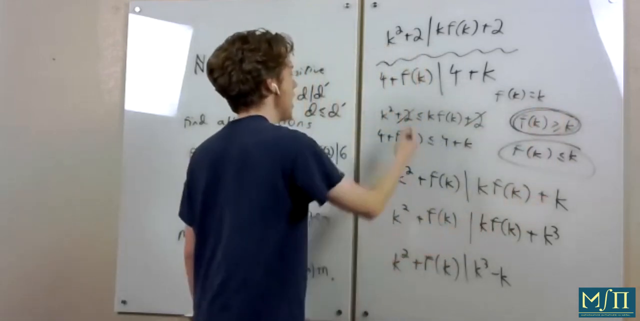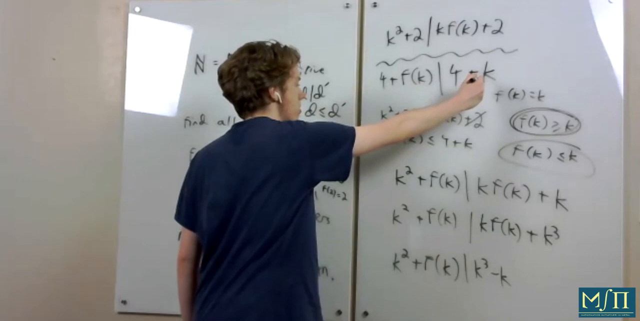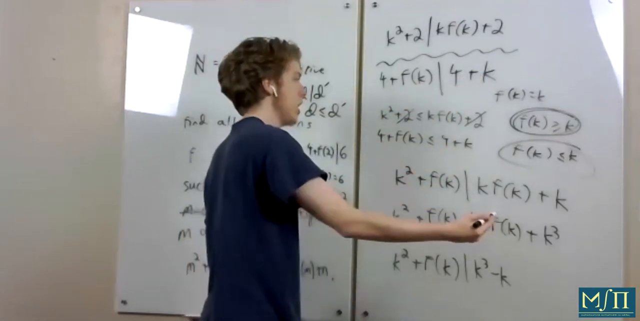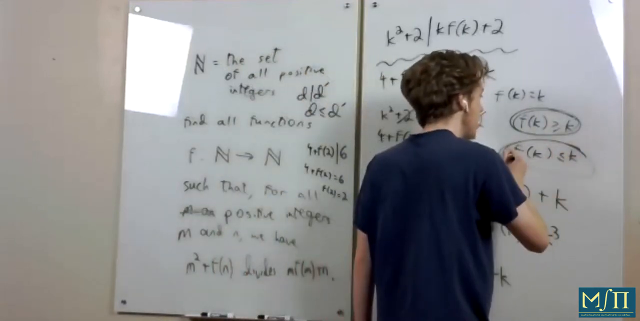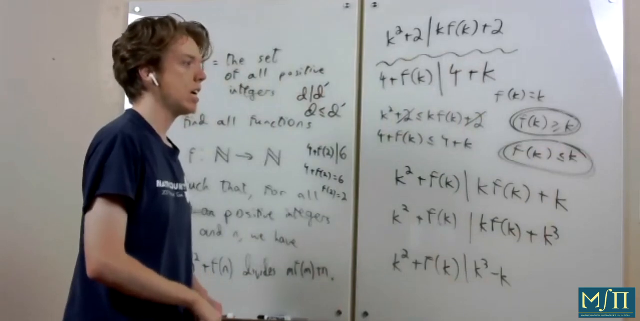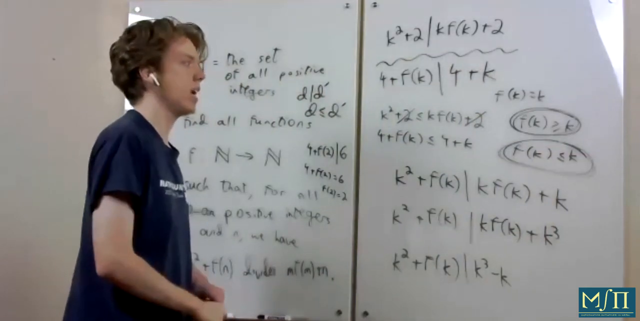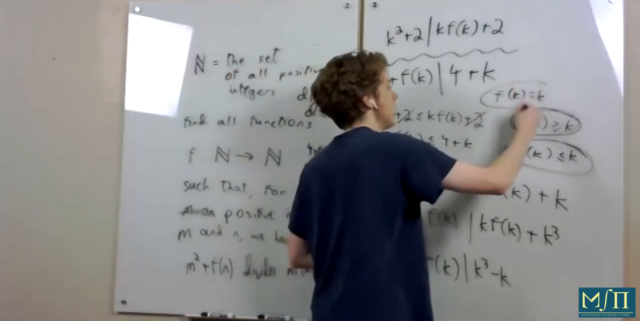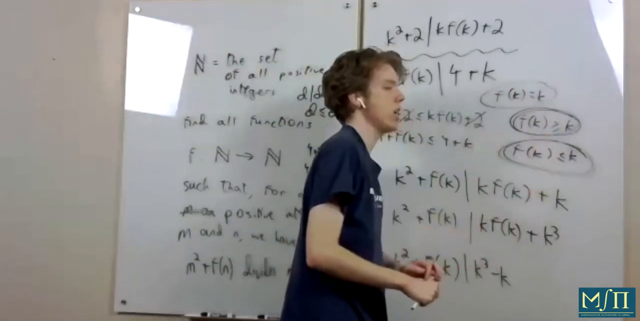Also, for any k, we know 4 plus f(k) divides 4 plus k. So we know 4 plus f(k) is at most 4 plus k, and so we know this for any k. So we know f(k) is greater than or equal to k for any k, and f(k) is less than or equal to k for any k. So f(k) equals k for any k, just by combining the two.